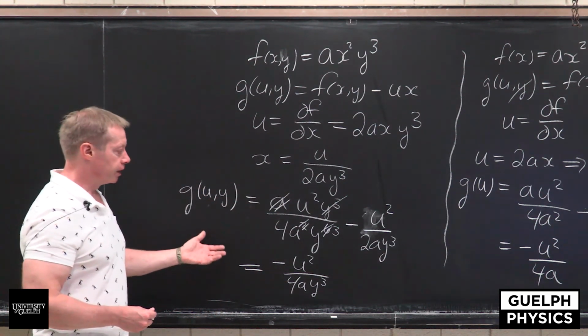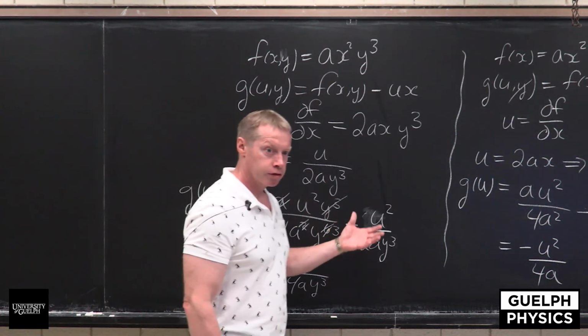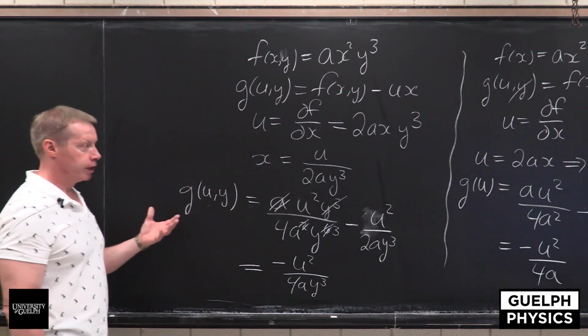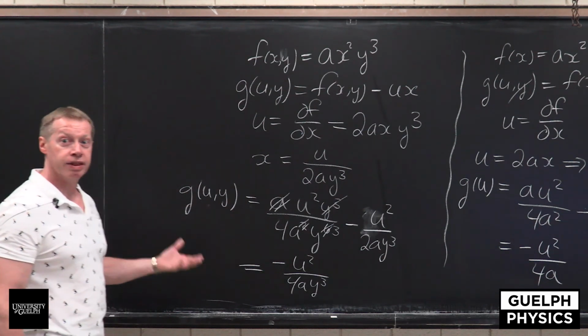So the very next thing that we'll do is then apply this Legendre transformation to our Lagrangian so that we can replace the velocity with the momentum.